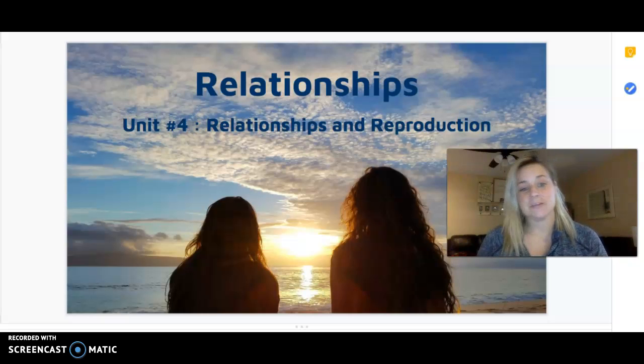For health class today, we're going to be talking more about relationships, but we're going to be taking it a step further. We're going to be talking about what we look for in different types of relationships. So that means what kind of personality or traits do we find in a person based on what relationship we have with them.